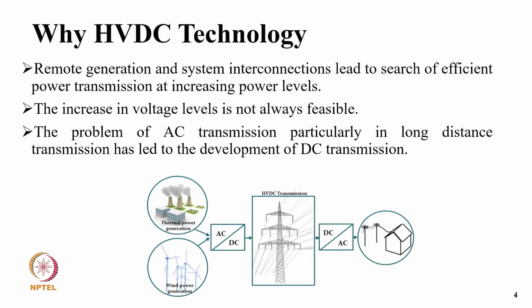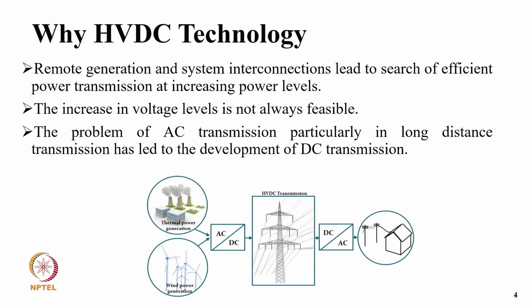Now coming to why high voltage DC transmission system technology. The remote generation and system interconnection lead to a surge of efficient power transmission at increasing power levels, and the increase in voltage level is not always feasible. So the problems of AC transmission, particularly in long distance transmission, have led to the development of DC transmission systems.